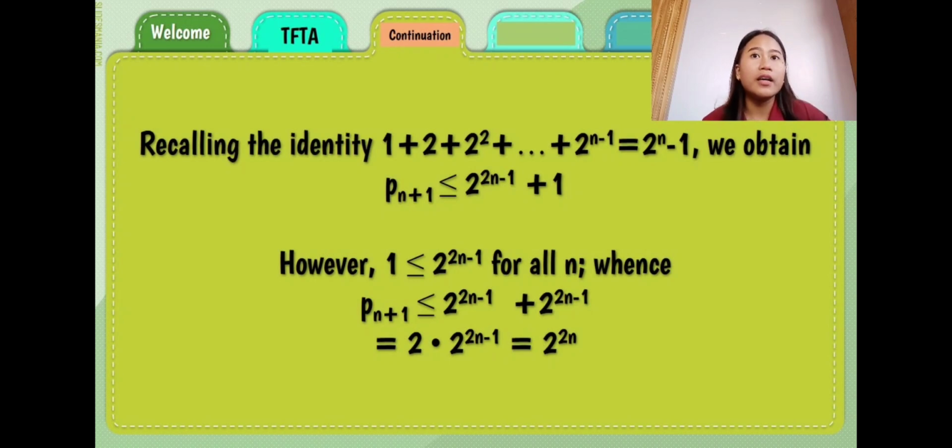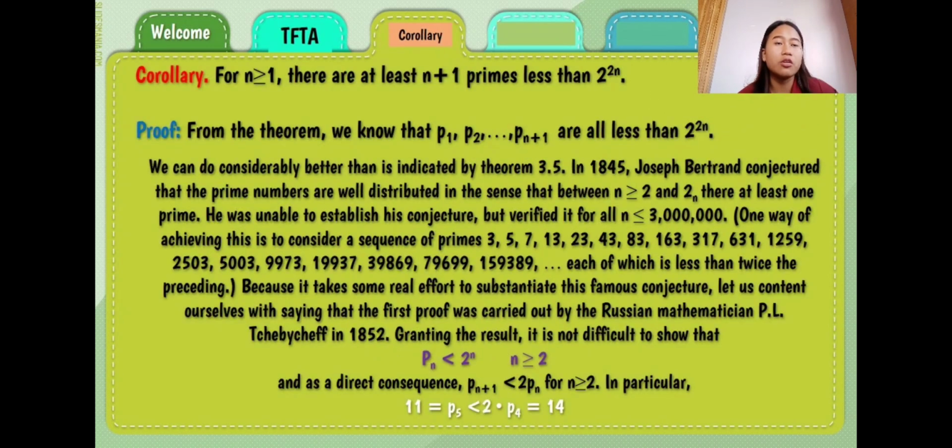So, it's interesting because we have this corollary to theorem 3.5, which is for n is greater than or equal to 1, there are at least n plus 1 primes less than 2 raised to the power of 2n. So proof from the theorem, we know that p sub 1, p sub 2, until p sub n plus 1 are all less than 2 raised to the power of 2n. So ato na na-discuss, no? Ang theorem 3.5 ito ganina.